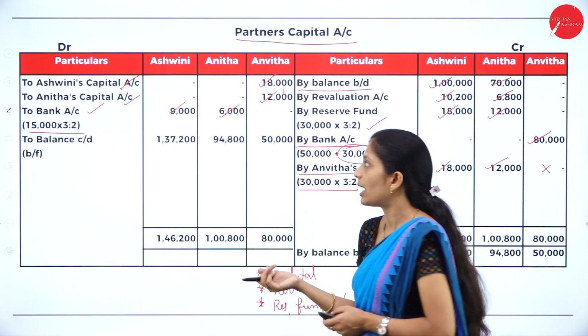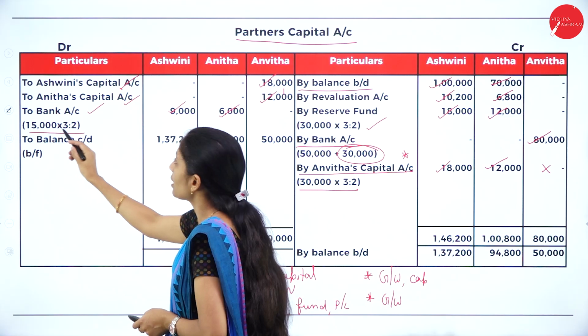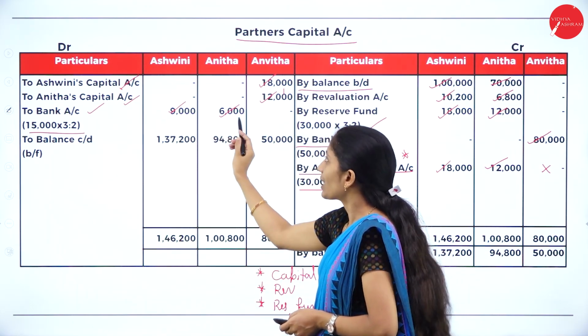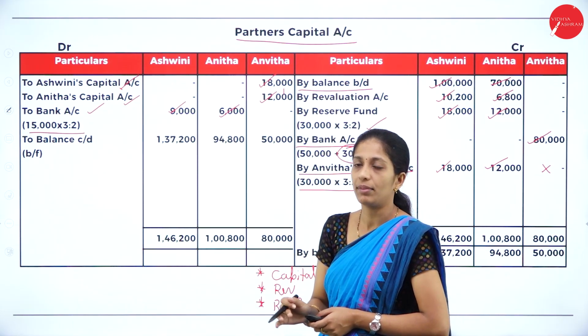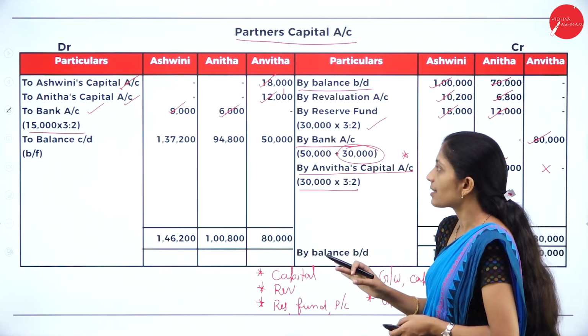If the full goodwill is withdrawn, then to bank account 30,000 into 3:2. Then you will record the amount in the respective columns. Okay, so this is about your partner's capital account.